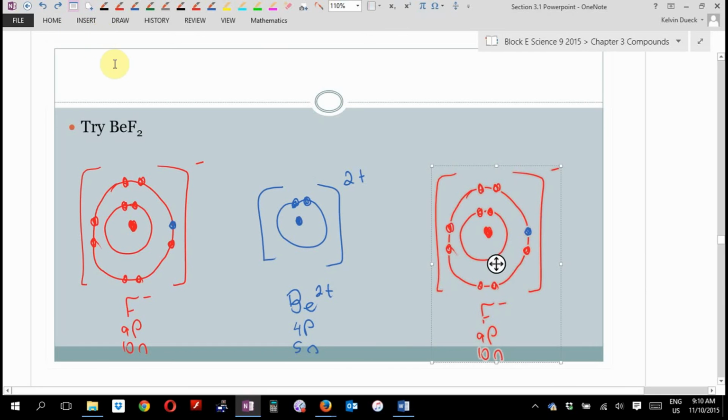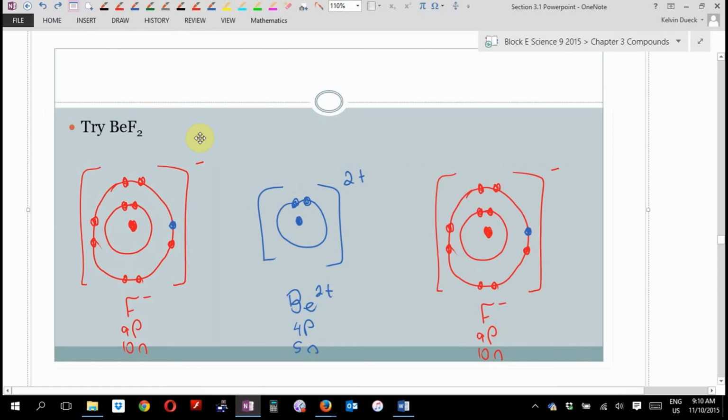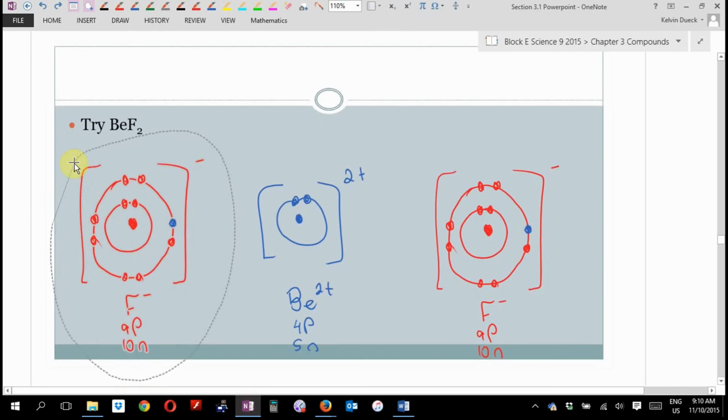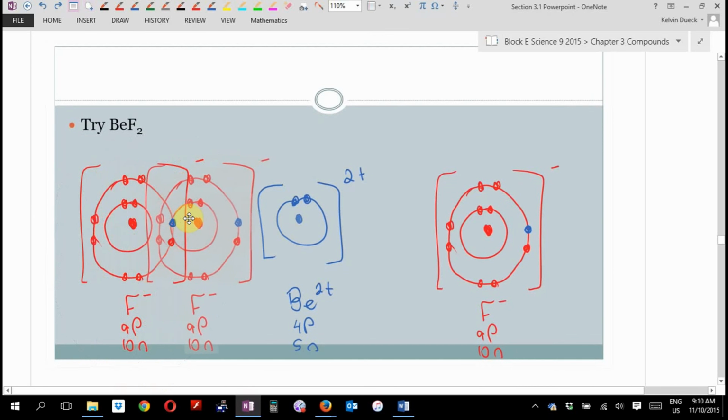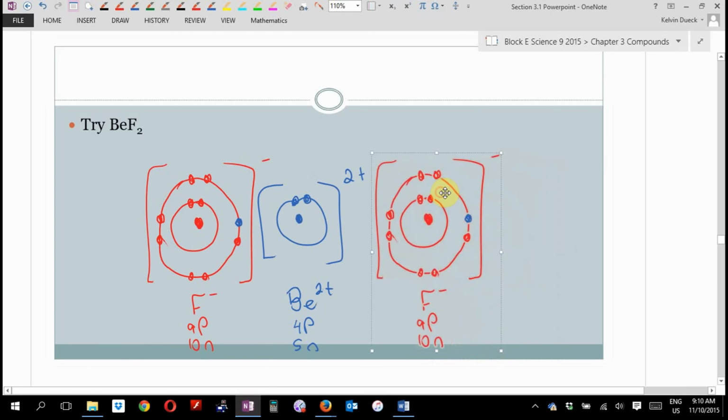Okay, let's paste. Click. Then I could go like this. Don't do that. I can move this a little closer so they're really bonded. There we go. And then I could go like this and move this a little closer. There. There is a lovely beryllium fluoride compound.